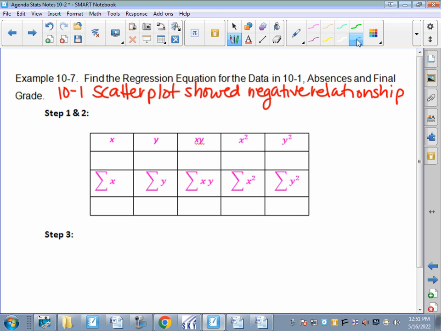Then I'm pretty sure that we did example 10.3, and we found r, and r was equal to negative 0.944. So we've already actually done all these things. Back in section 10.3, I'm just going to fill in my sums as well because we did do these. Sum of x was 57, sum of y was 511, sum of xy was 3,745, sum of x squares was 579, and the sum of our y squares was 38,995.